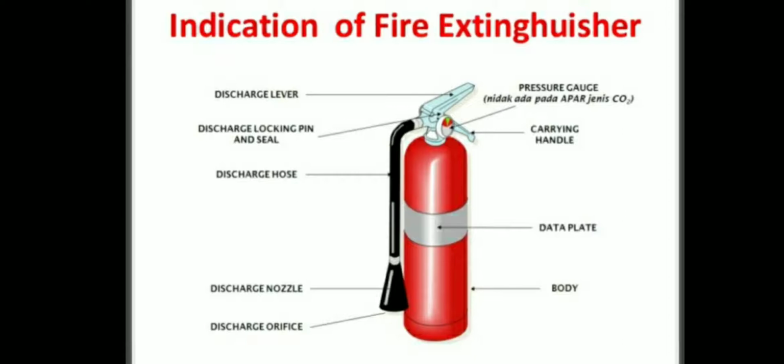On top is one gauge, that's known as the pressure gauge. It shows how much percentage of cartridge is there. And this gray color is the data plate, where it is written as description what it is: CO2, aqueous foaming foam, DCP, that is dry chemical powder. And the last one is the right side.